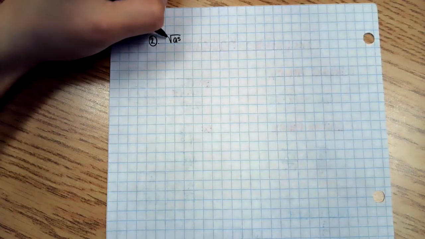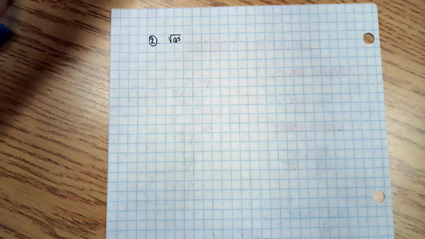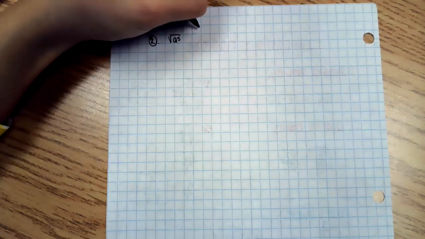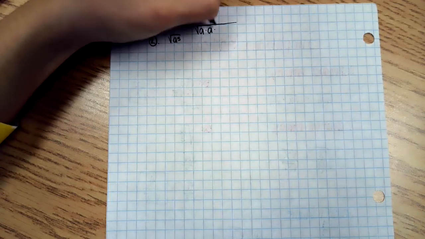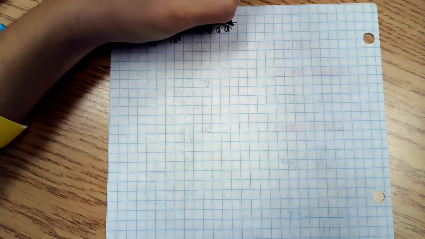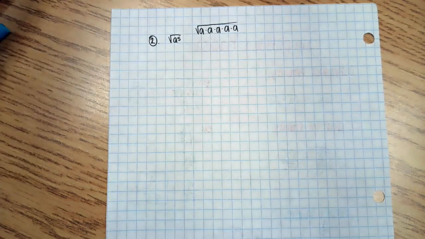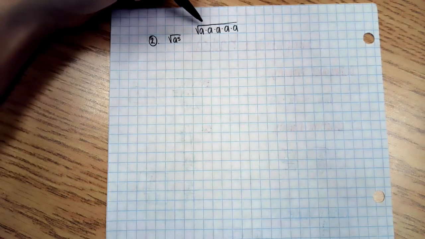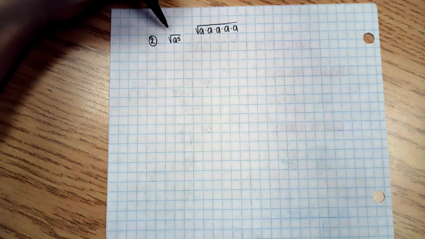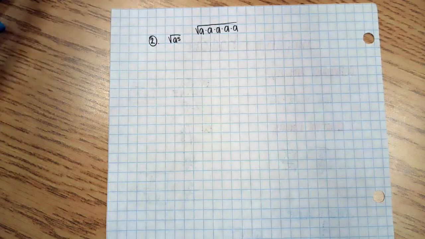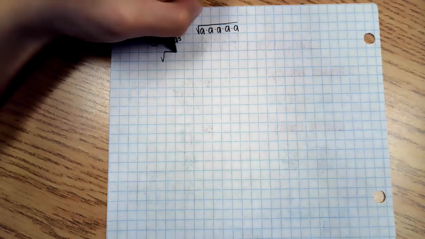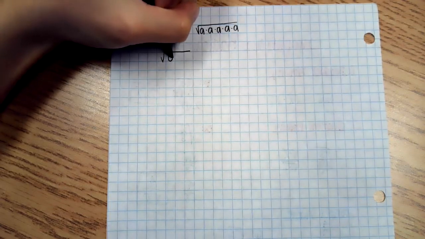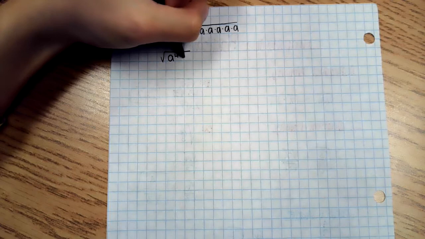What I want to do in this situation, all it's saying is underneath a radical, I have the square root of a times a times a times a times a. So what I can do is break this up using my exponent properties into something with an exponent that's a perfect square. So for example, I can break this down into a to the 4th times a.